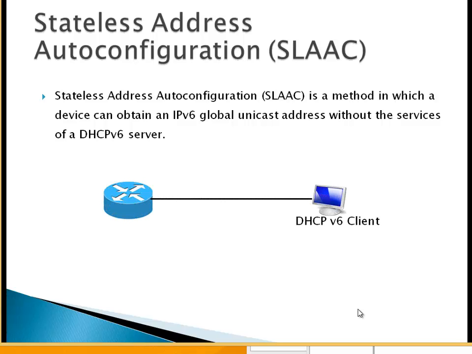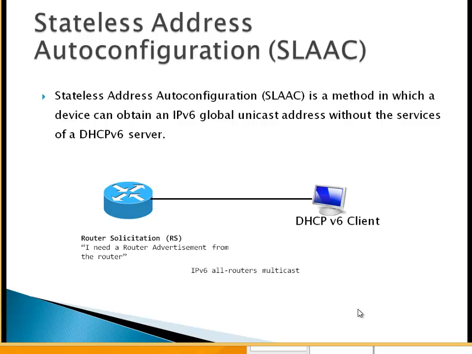So here we have a DHCPv6 client and a router. Now the DHCPv6 client will send a solicitation message. It's called a router solicitation: I need a router advertisement from the router. This message goes to the IPv6 all-routers multicast address, similar to broadcast, but in IPv6 we don't have broadcast anymore. The all-routers multicast address is like a broadcast for all routers.